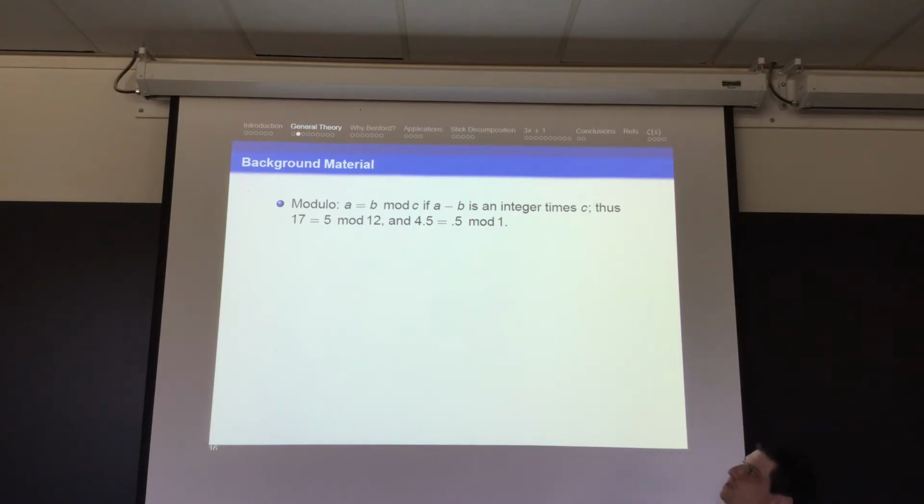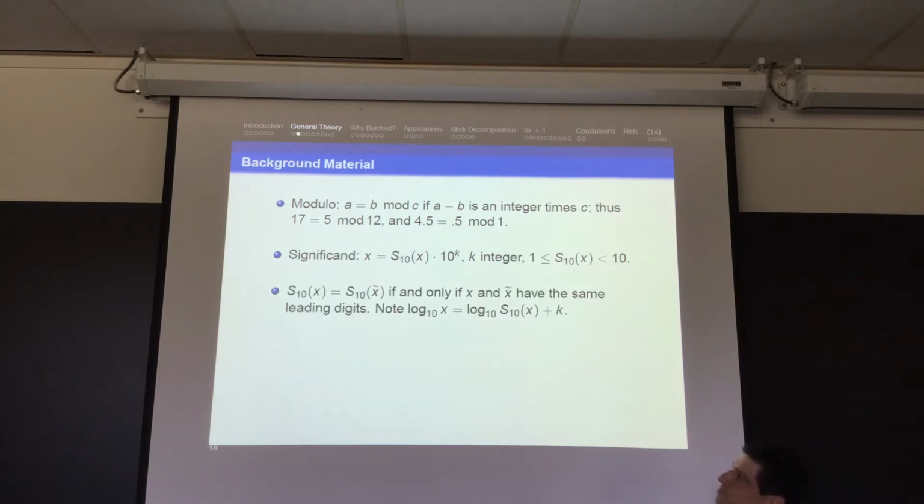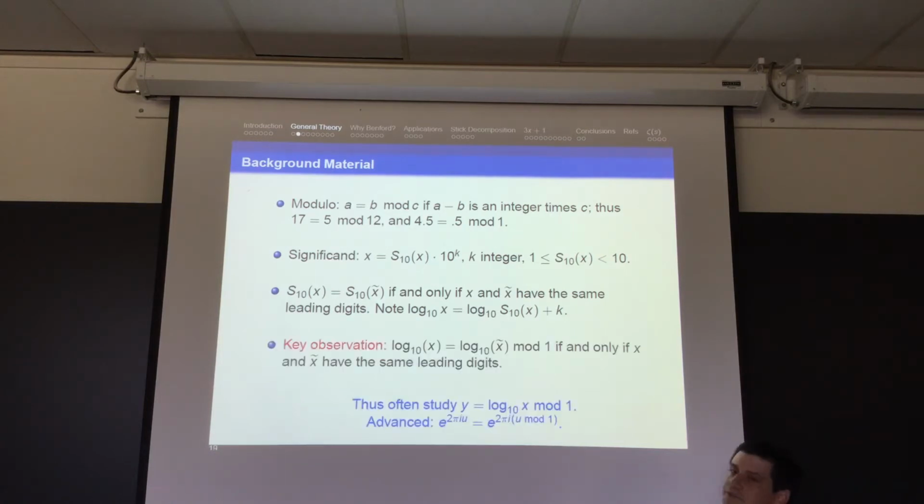We say A is equal to B mod C if A minus B is an integer multiple of C. The significand, we talked about this yesterday, is some number between 1 and the base times 10 to a power. Two numbers have the same significands if and only if they have the same leading digits. The key observation is the log base 10 of x is the same as the log base 10 of x tilde mod 1 if and only if they have the same leading digits. The reason is when you take the log of this base 10, you'll get a k. And then when you look at it mod 1, since k is an integer, k will vanish. So what this means is that if we want to understand the leading digits, we do this transform of our data. We take the log base 10 and we look at that mod 1.